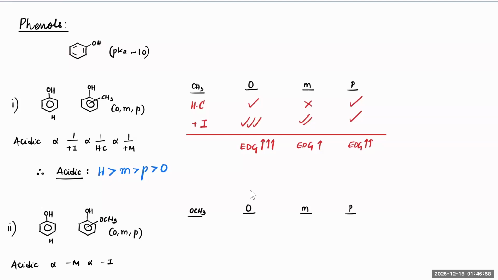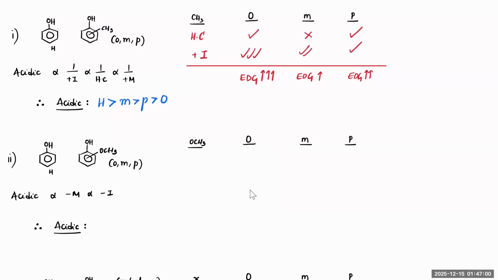I suppose the first case is clear. See the second case. When you have OCH3, oxygen contains two lone pairs on it. That lone pair can push electrons and show plus M effect. Therefore, what are the effects you should look out for? OCH3 can offer plus M, and because of its oxygen connection, it can show minus I.